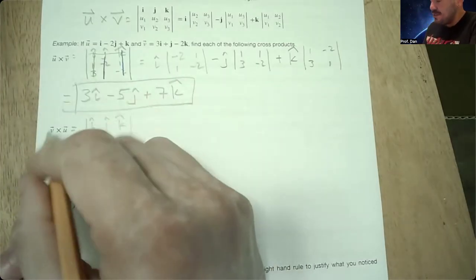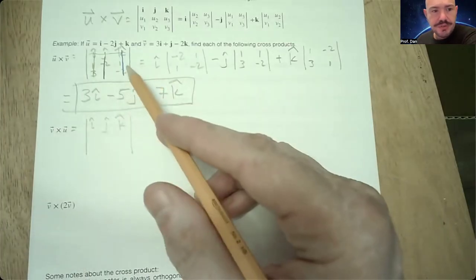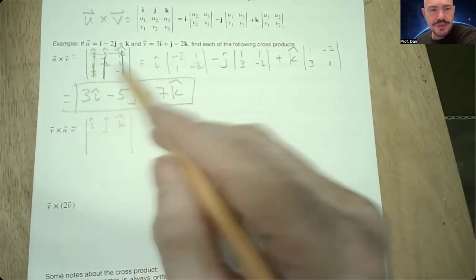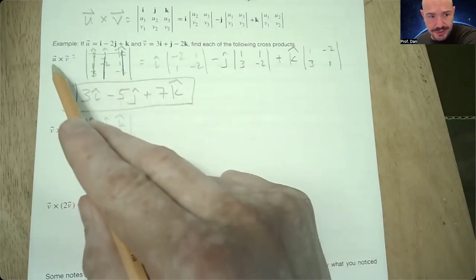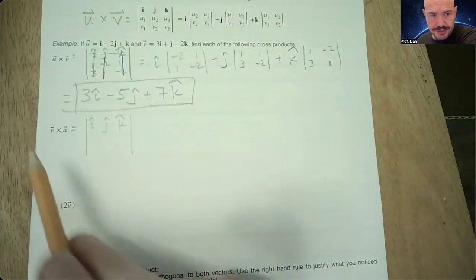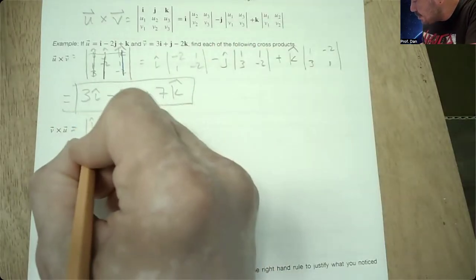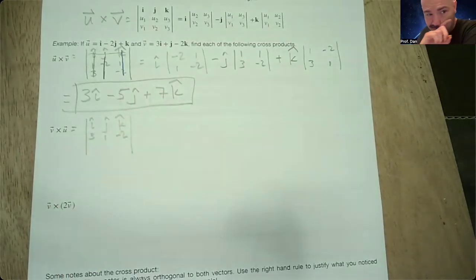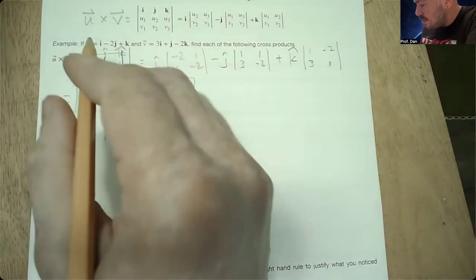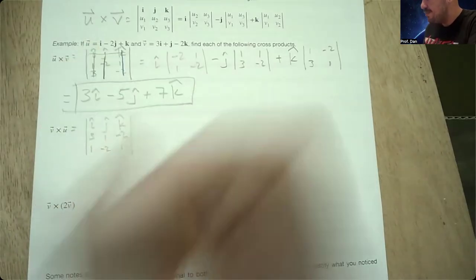Now, if I were to do the opposite, v cross u, we did say that cross products are not commutative, right? So if I switch the order, I will probably get a different answer. Because even the way we set up our matrix is going to be a little different. So here, for the last example we did, u was the second row and v was the third row. That's because u came first. Here, v comes first, so v needs to be the second row. So we get 3, 1, -2 as the second row. And then u is the third row, 1, -2, 1.